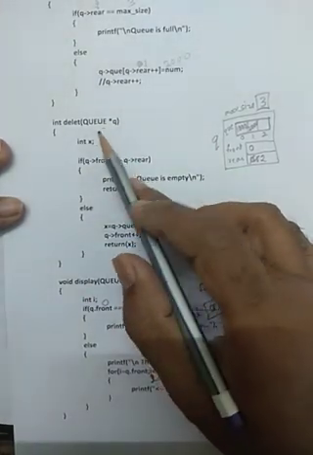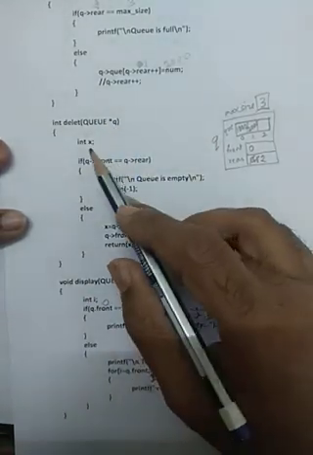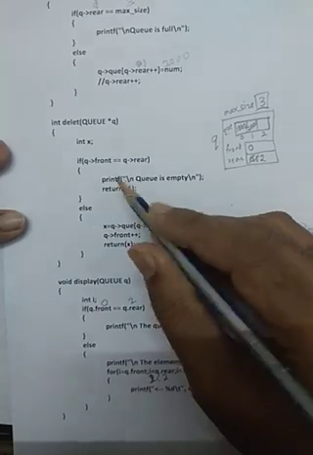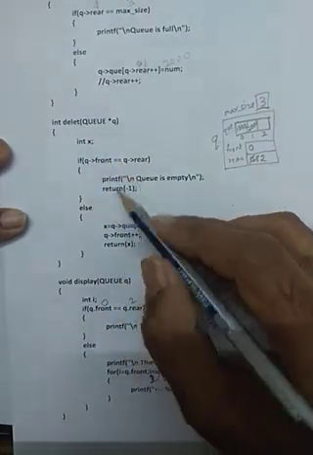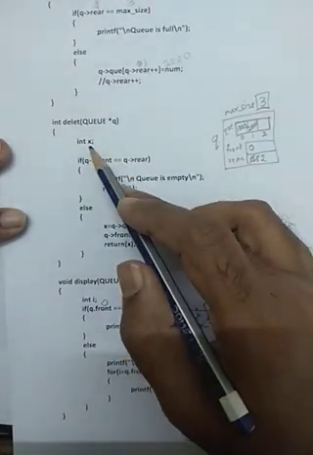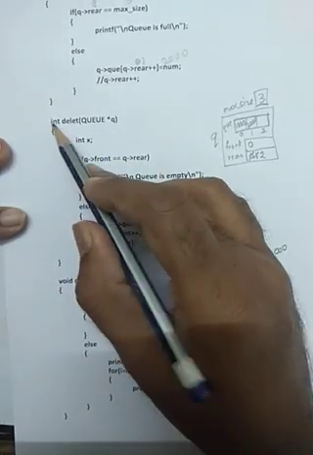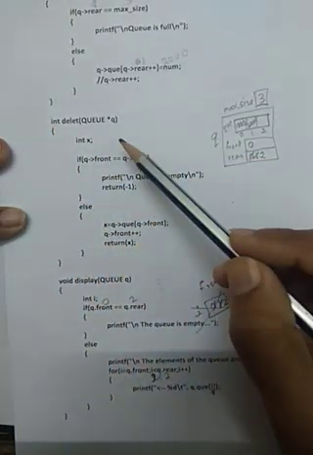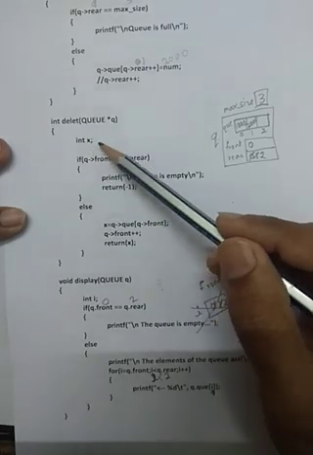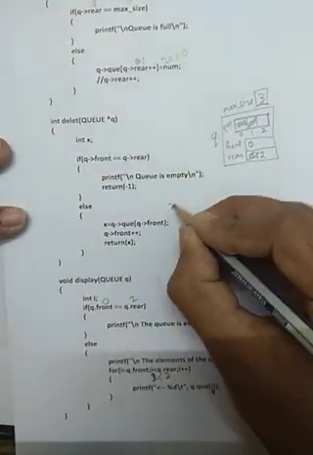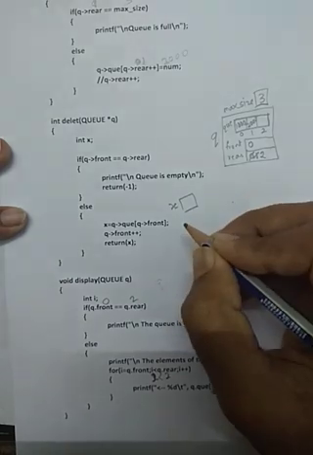So for deleting any element, I have taken a local variable which is x, meaning whatever I delete, I just want to return it because I have told the return type is int. So whatever I delete should be returned back. That's the reason I have taken one integer variable x. So there is some memory allocated for x.